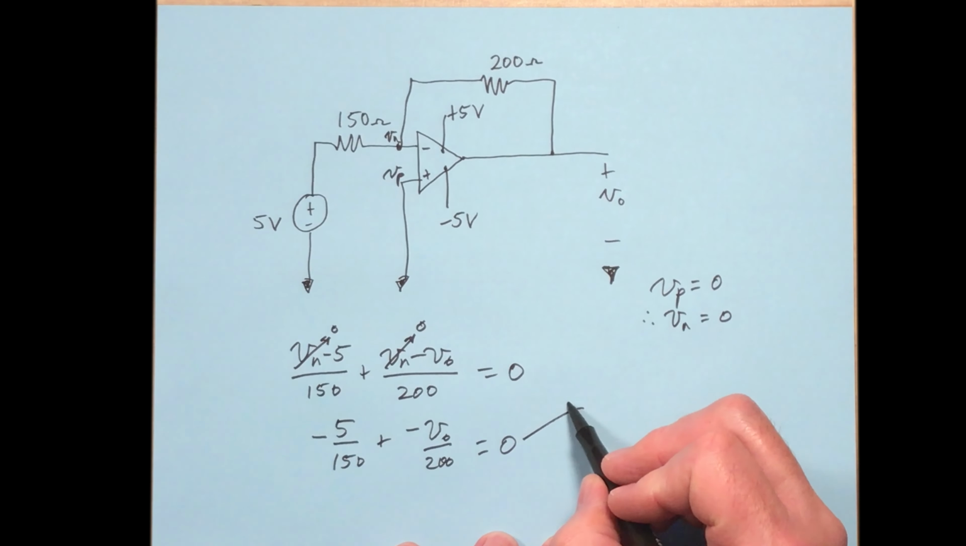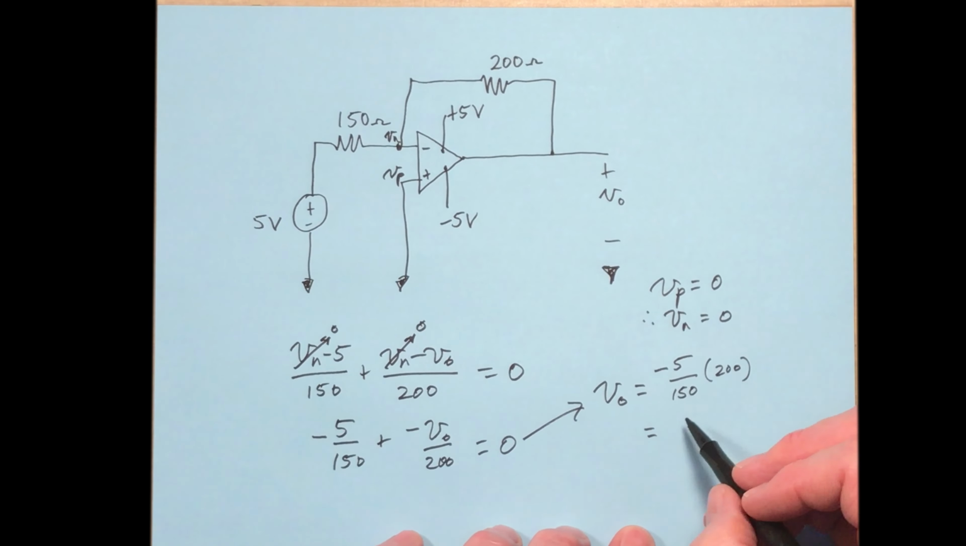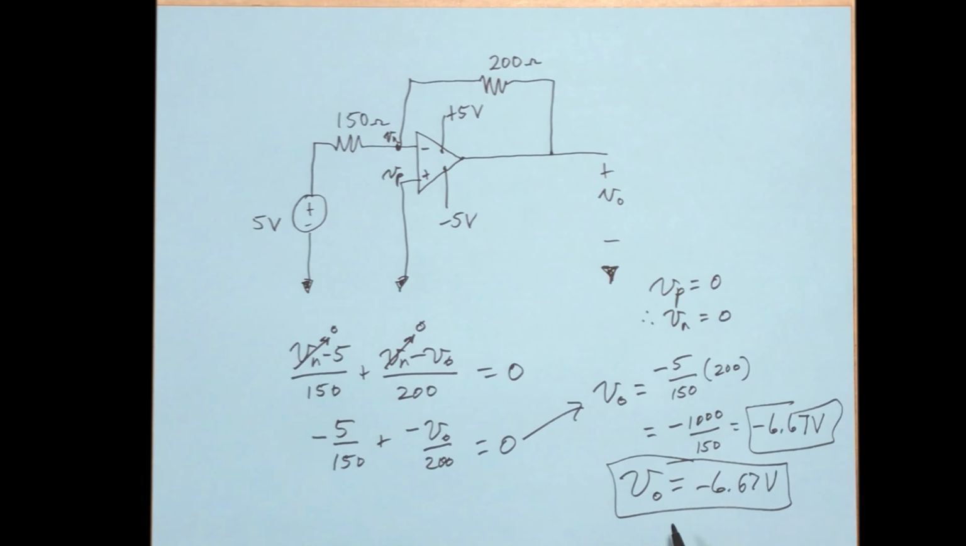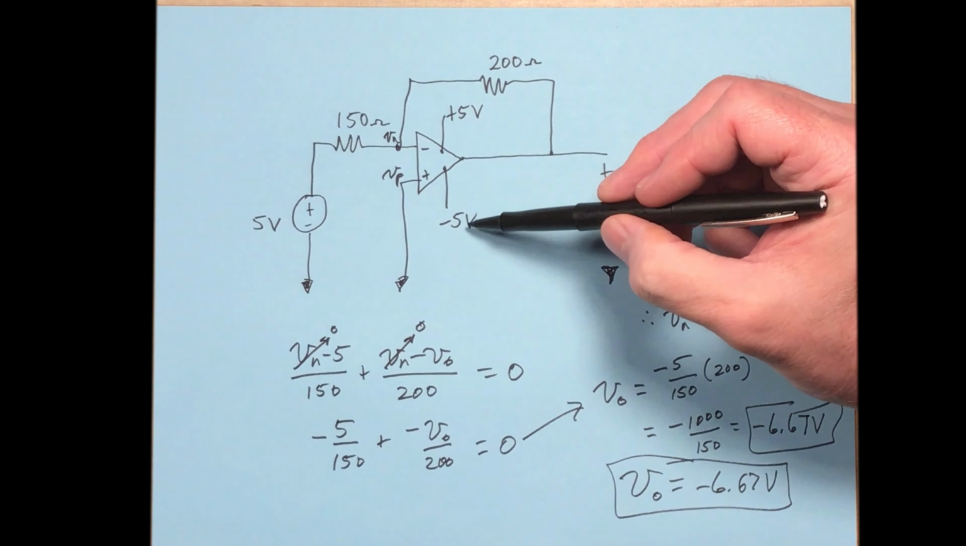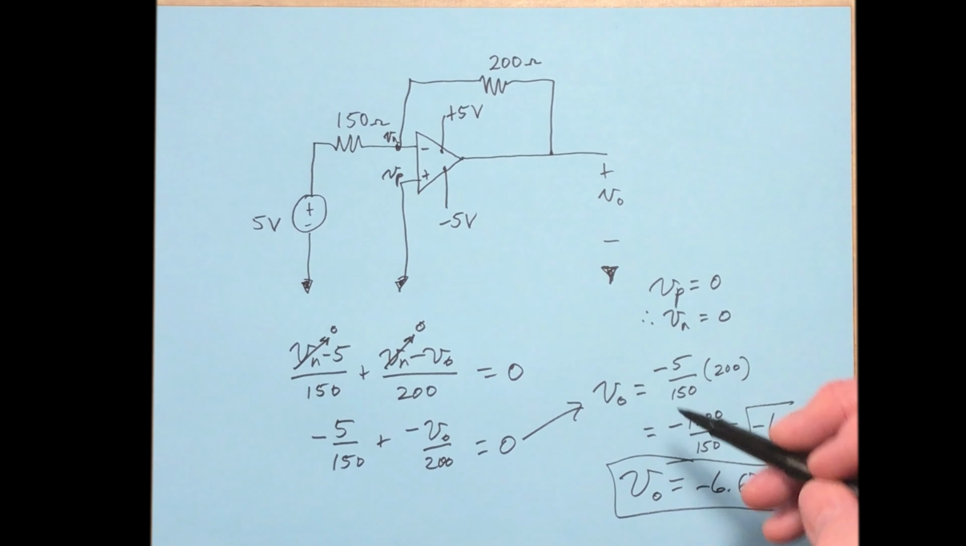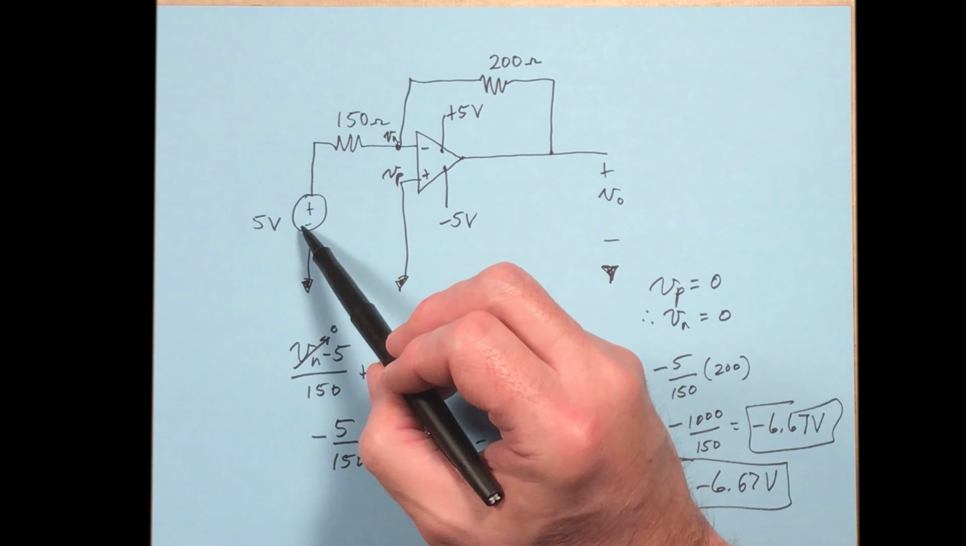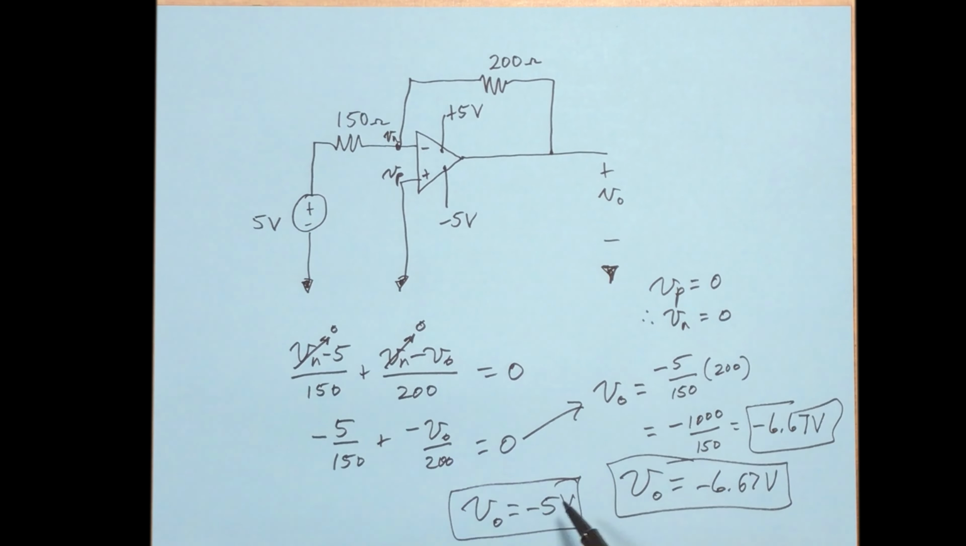So, what is the output? V output equals minus 6.67 volts. If you wrote that down, you would not be correct, because this is outside the range of plus or minus 5 volts. So the true output is going to be minus 5 volts. So it's saturated. So an input of 5 volts here is going to give you a saturated output, which means that you're going to be limited to 5 volts.